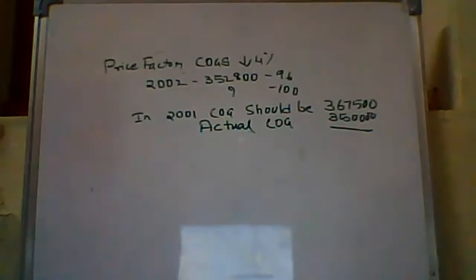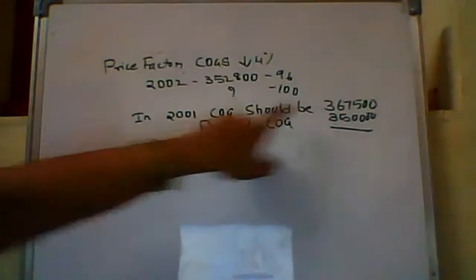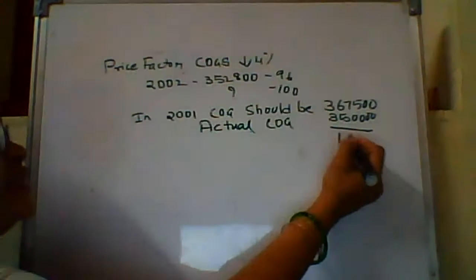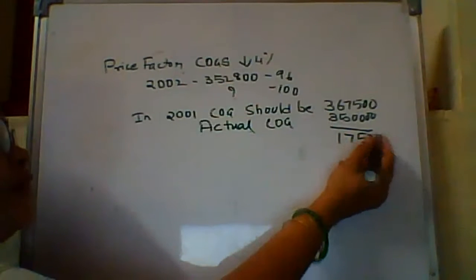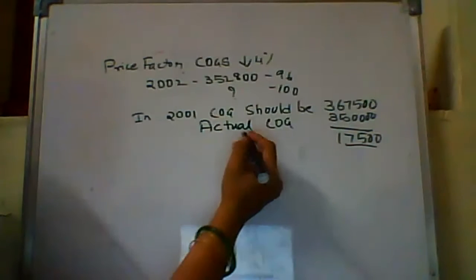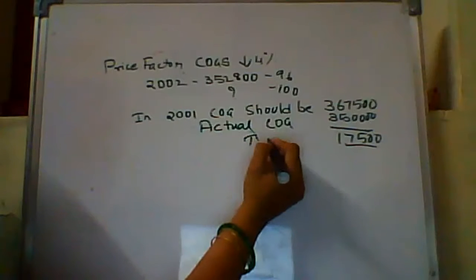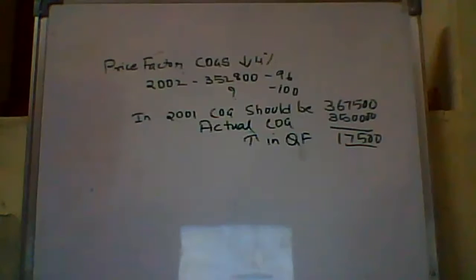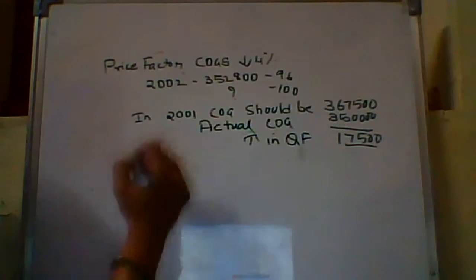So I told you one thing. If the should-be figure is more, you say there is an increase. A plus answer is an increase, a minus answer is a decrease. Now this is a plus answer of 17,500. Therefore, there is an increase in the quantity factor by 17,500. Now what will you do?